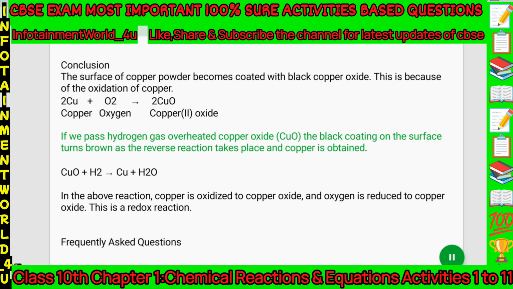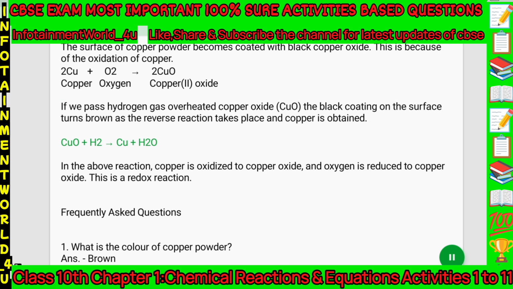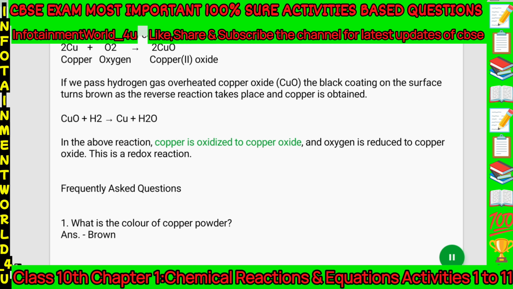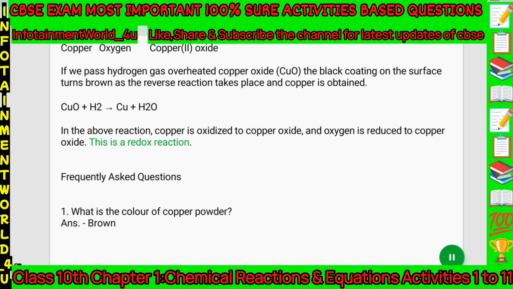If we pass hydrogen gas over heated copper oxide, CuO, the black coating on the surface turns brown as the reverse reaction takes place and copper is obtained. CuO + H2 → Cu + H2O. In the above reaction, copper is oxidized to copper oxide, and hydrogen is oxidized to water while copper oxide is reduced. This is a redox reaction.